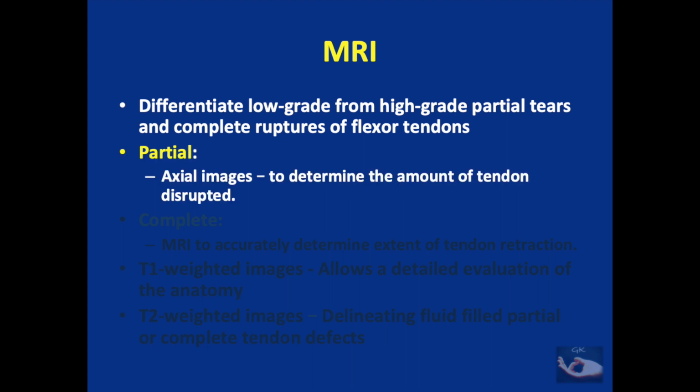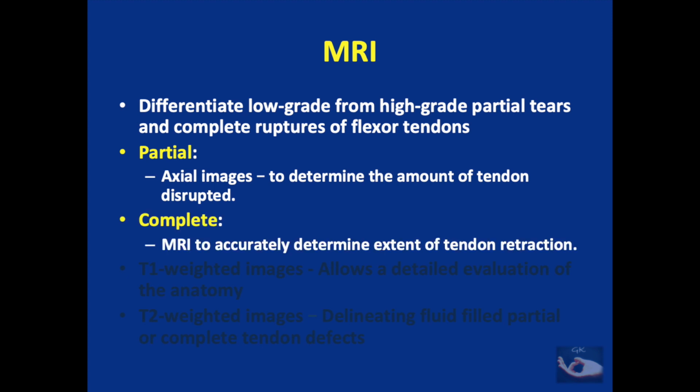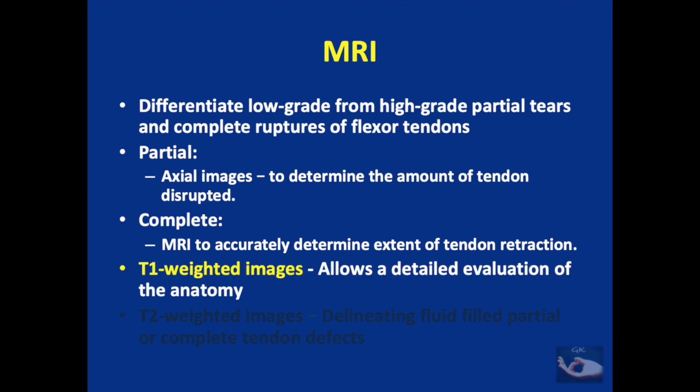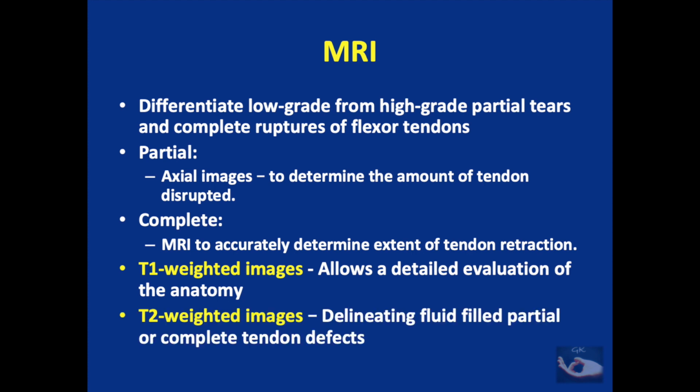In partial injuries, axial images can show us exactly the amount of tendon that has been disrupted. And in complete injuries, MRI can accurately determine the extent of the tendon retraction. There are two types of images on MRI, the T1 weighted images, which allow a detailed evaluation of the anatomy, and the T2 weighted images which delineate the fluid-filled partial or complete tendon defects.